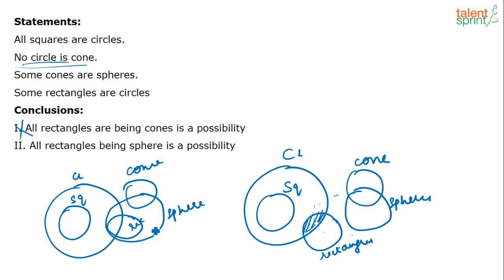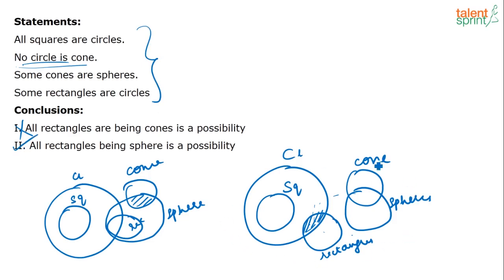What is wrong here? Does this violate any other given statement? So all these spheres are cones and they are not circles for sure, correct? But all the rectangles are also sphere. So see, whenever there is a possibility, try to represent it and check, okay. Now this particular possibility that they have given, all rectangles being sphere, does not violate any of the given statements. So the second possibility follows, okay.